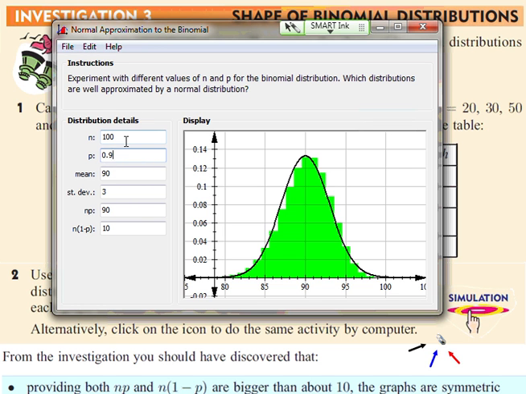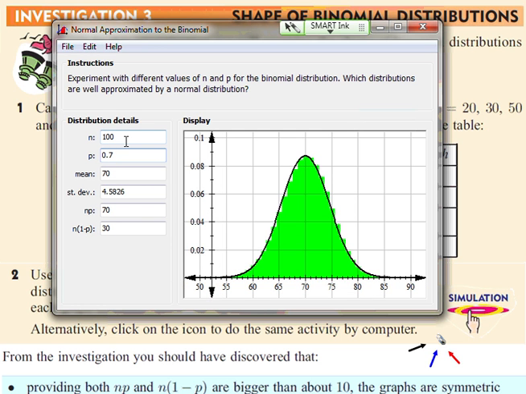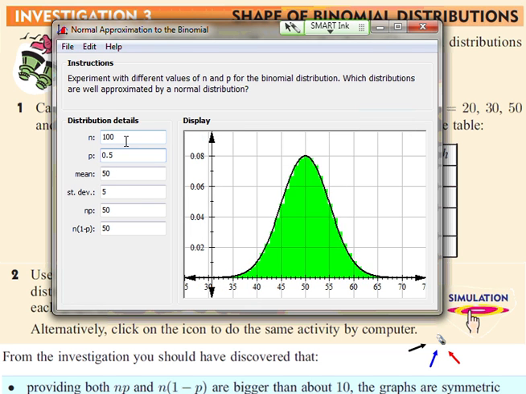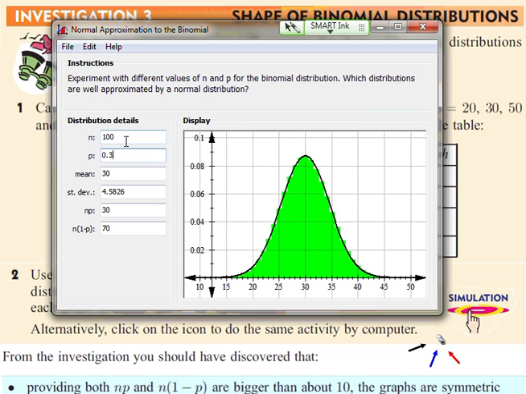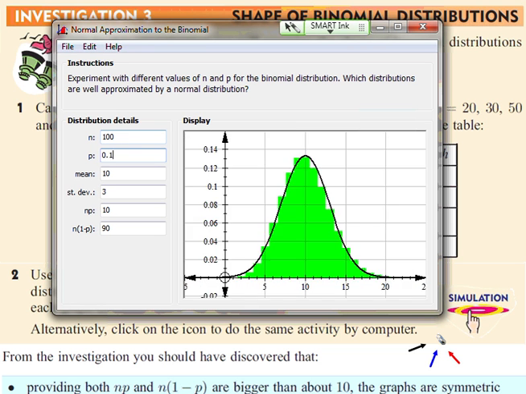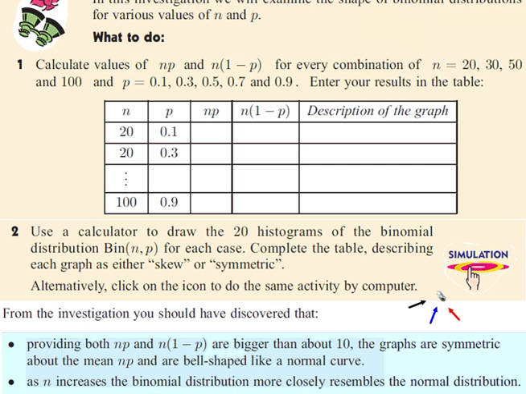Let's reduce our probability down to 0.7, 0.5, 0.3, 0.1. Now, don't forget you could draw similar type graphs using the graphics calculator. We can graph the spike graph if we know the value of n and the value of p, and that was done last exercise.